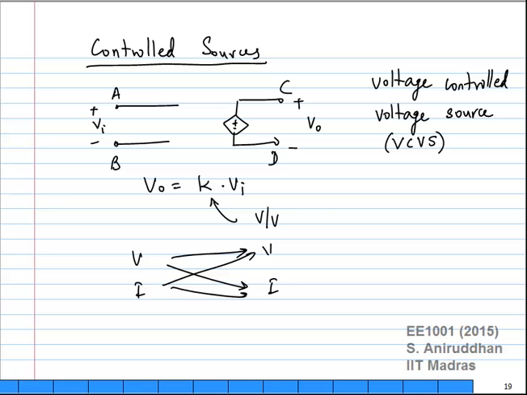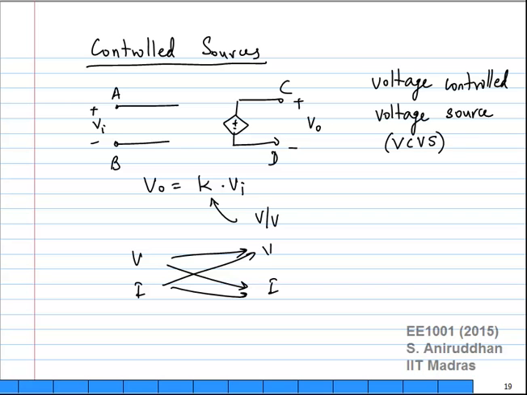For a voltage controlled voltage source, the output voltage is related to the voltage between two sets of terminals. I have drawn it like this. In some cases you will find that it is not drawn very explicitly like this. You may show this controlled source as just some k times some VAB, and VAB may be marked somewhere else in the circuit instead of explicitly drawing these two lines like this. That is also possible.